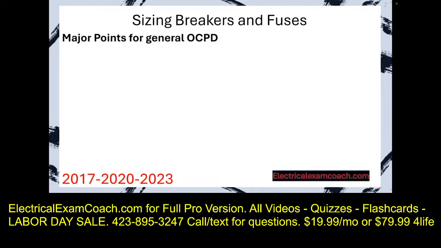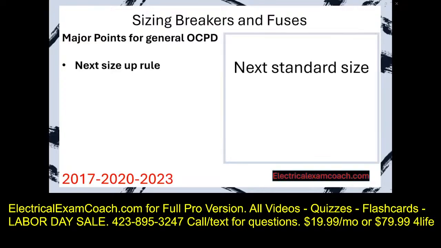The first one is the next size up rule. And that's the next standard size on that table that we just learned about. Let's imagine that we have a 59 amp known load. And for the rest of the program, I'm going to call it known load. And there's a reason that you'll learn about here in a minute. But do they make a 59 amp breaker?